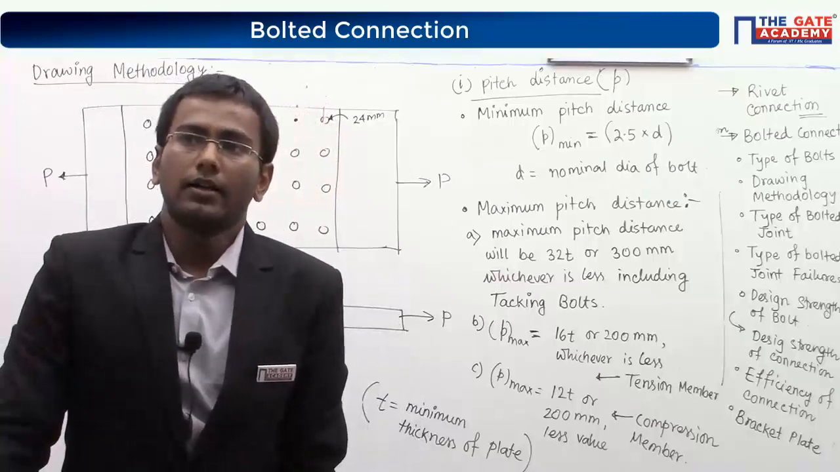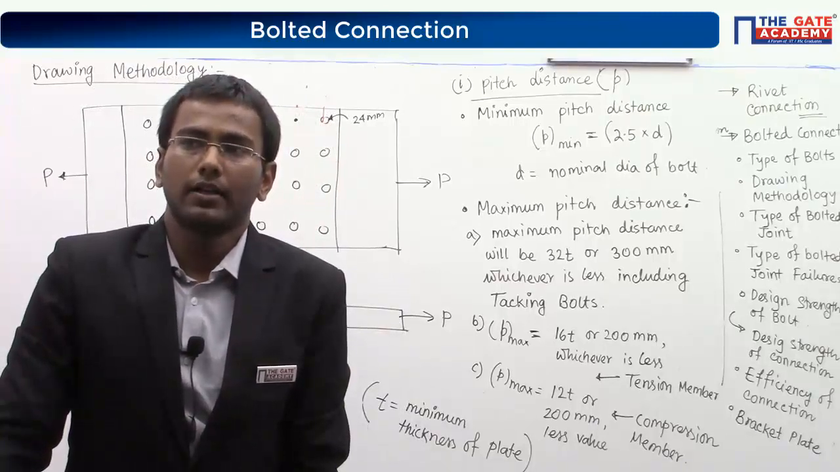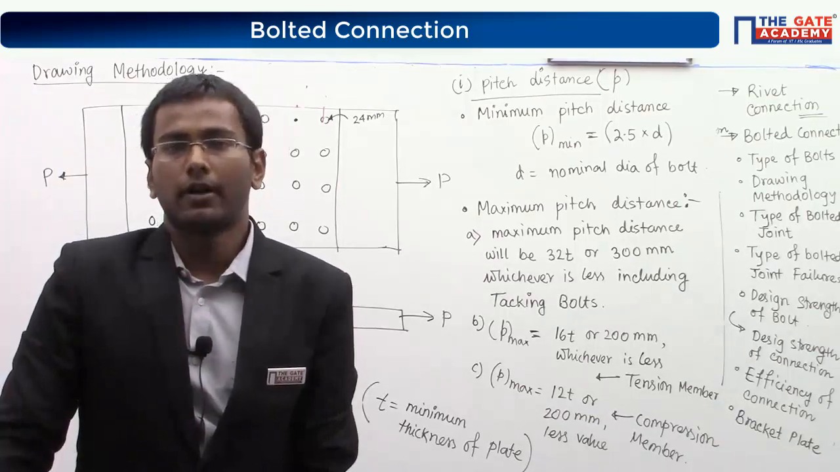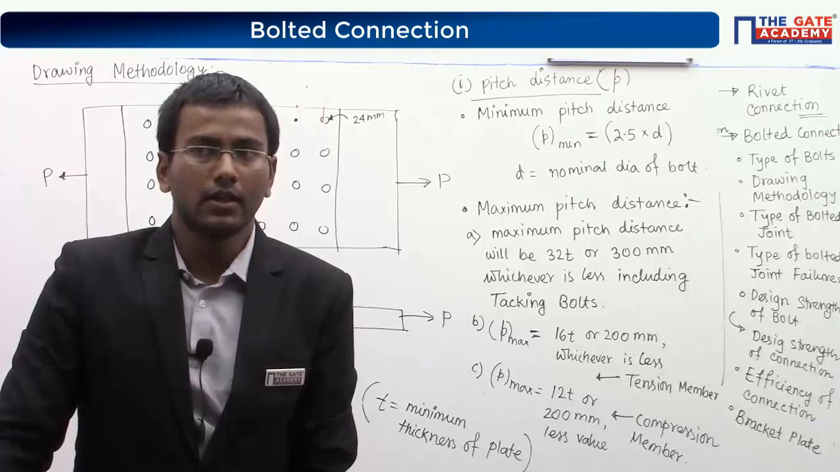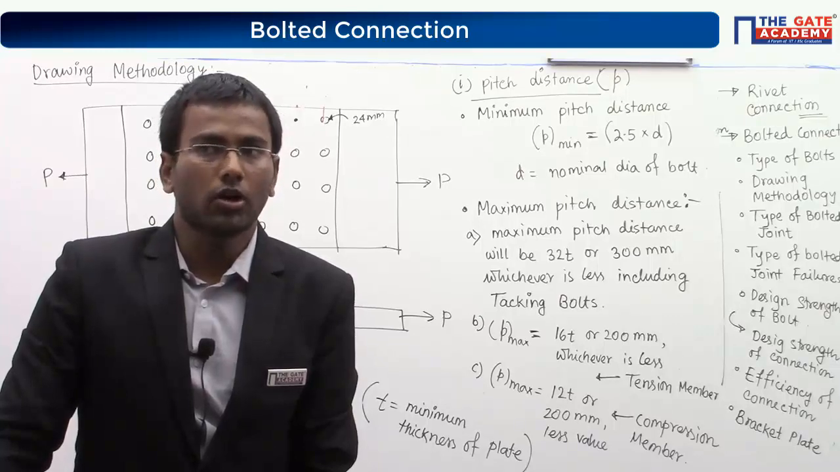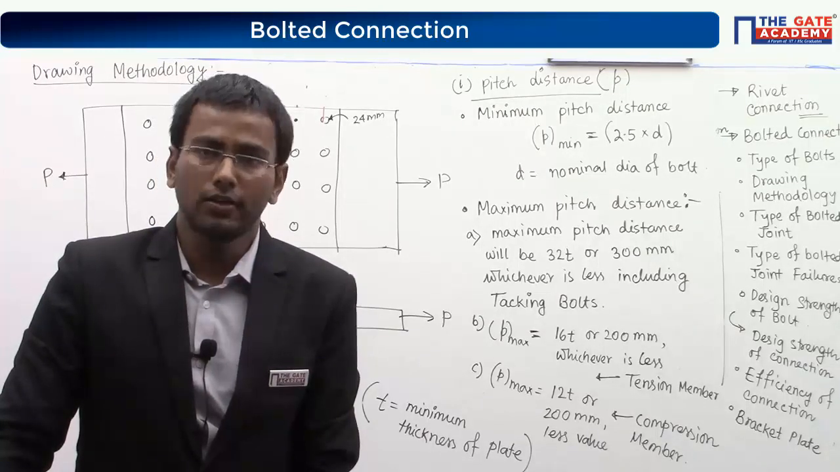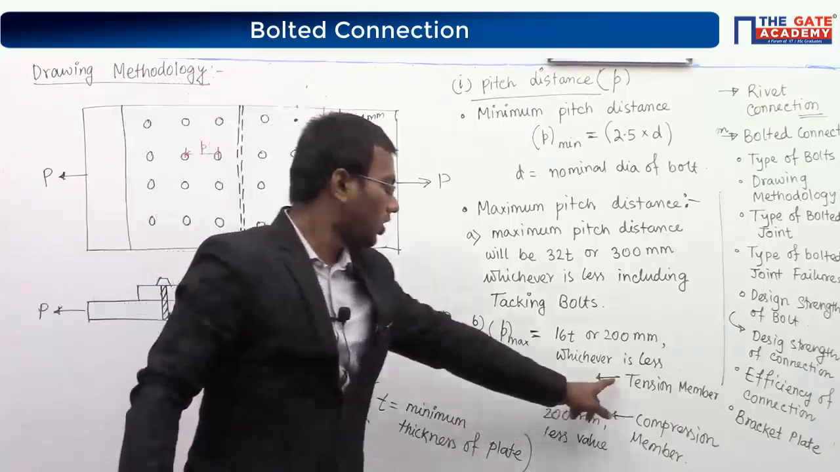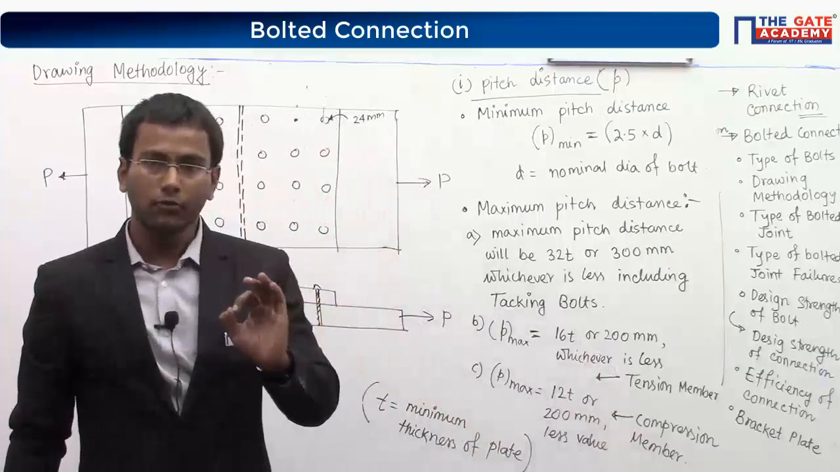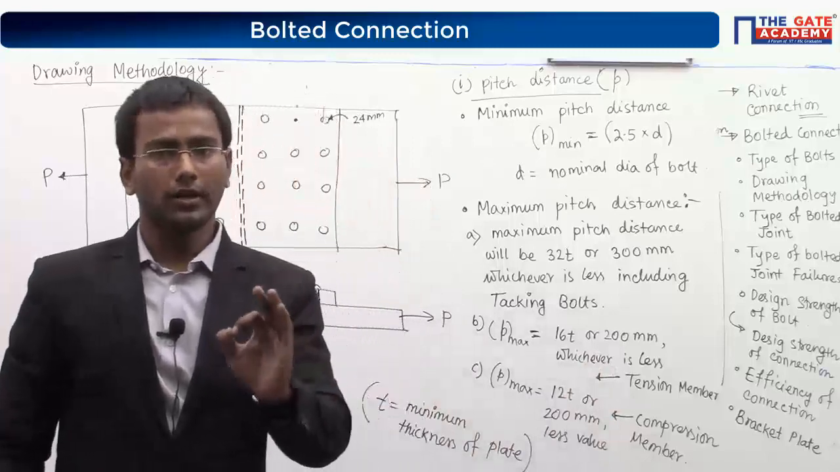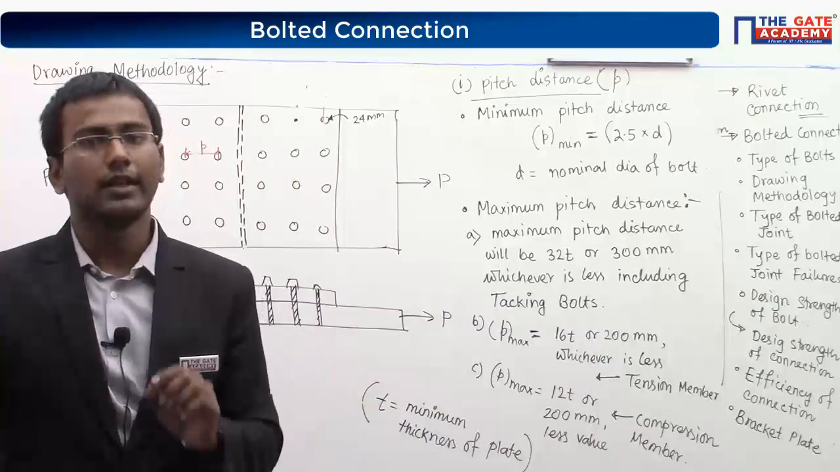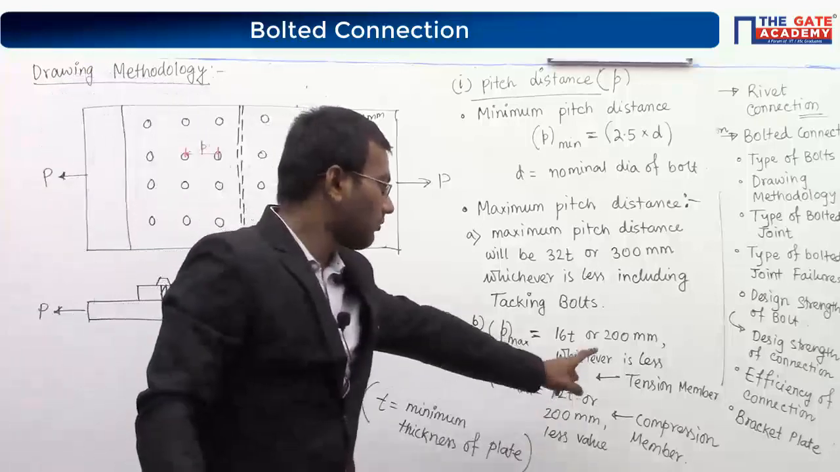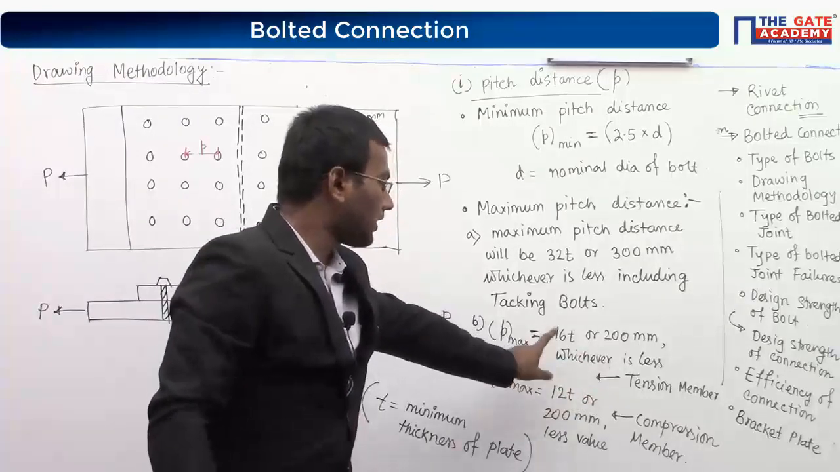Okay, and there is another question from Anindita. First one is actually the general case. If in the question in any exam it is not mentioned whether tension member or compression member, then you have to take 32T or 300 mm, whichever is less. That is the general case. But if it is mentioned properly, tension member or compression member, then you have to take these two.